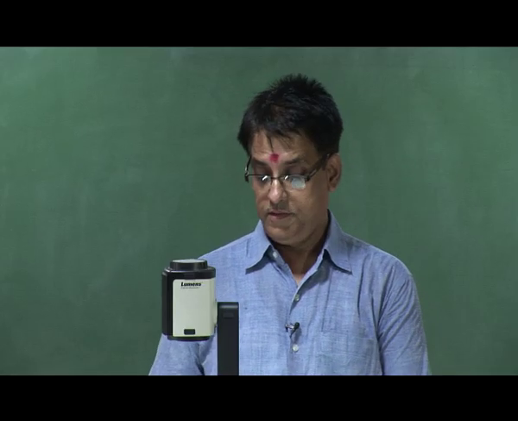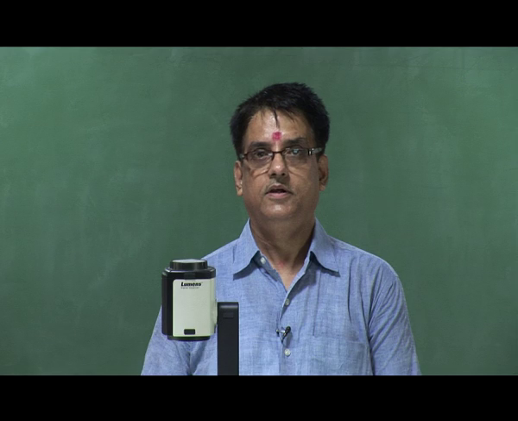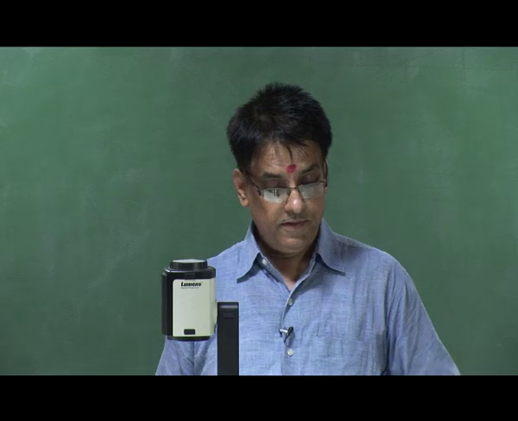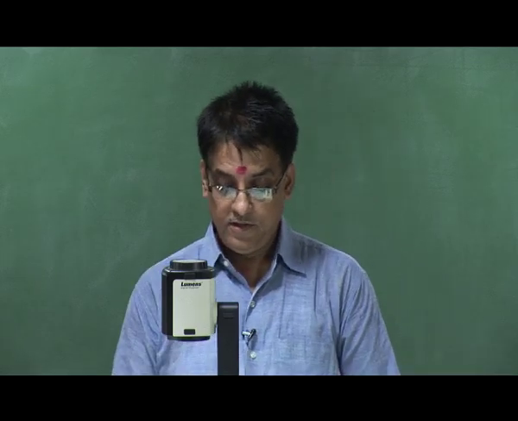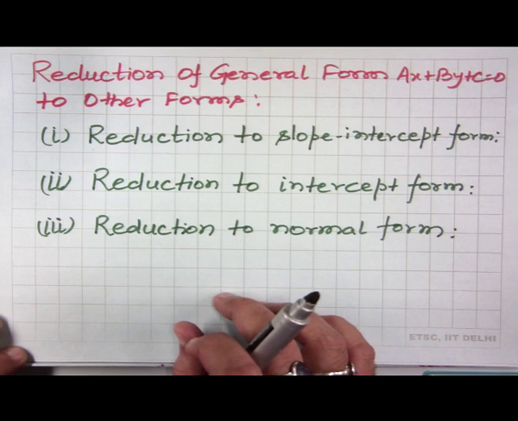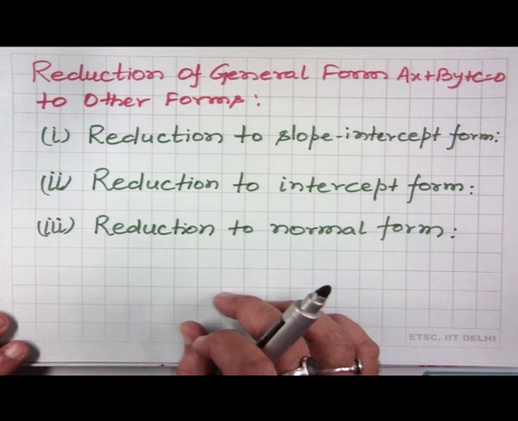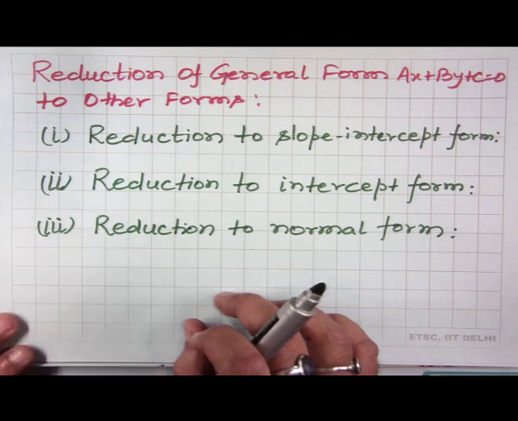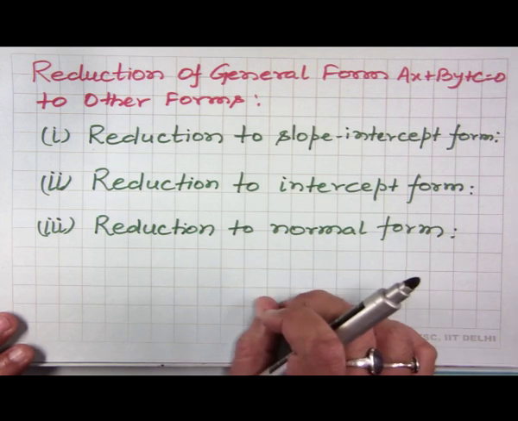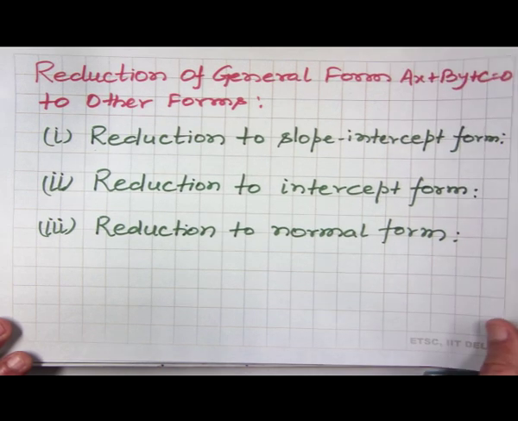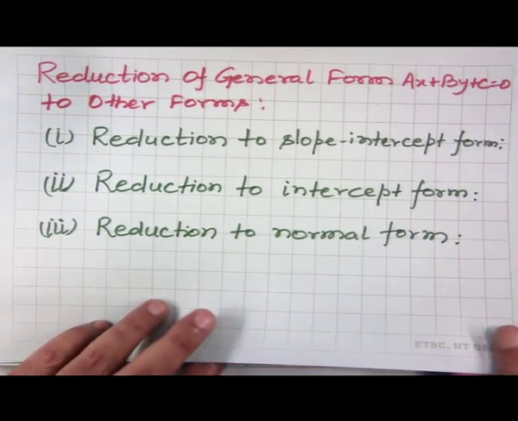Welcome student. Now we continue straight line and this is the third lecture. Now we just try to reduce the general form of the straight line equation ax plus by plus c equal to 0 to other forms. That may be reduction to slope intercept form, second reduction to intercept form, and third reduction to normal form.